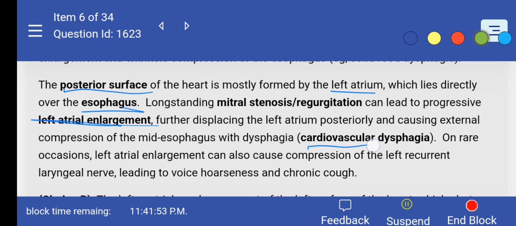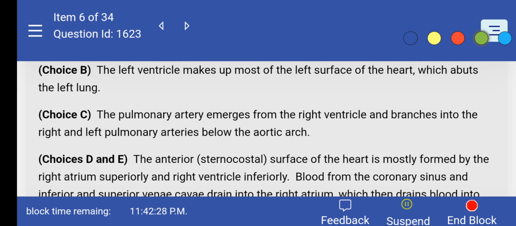That would be called cardiovascular dysphagia. On rare occasions, left atrial enlargement can also cause compression of the left recurrent laryngeal nerve, leading to voice hoarseness and chronic cough. And this voice hoarseness because of the left recurrent laryngeal nerve would be called Ortner syndrome. This is important. So why not option B?